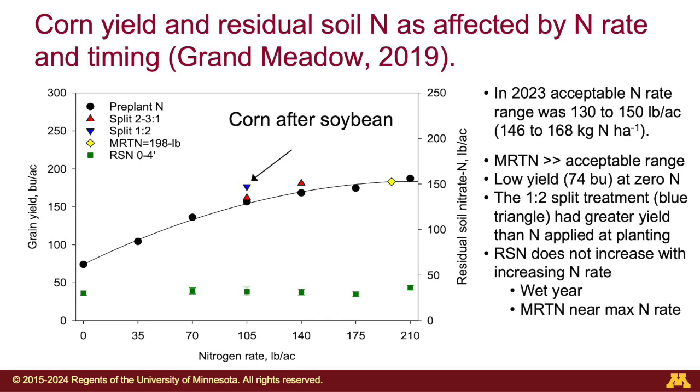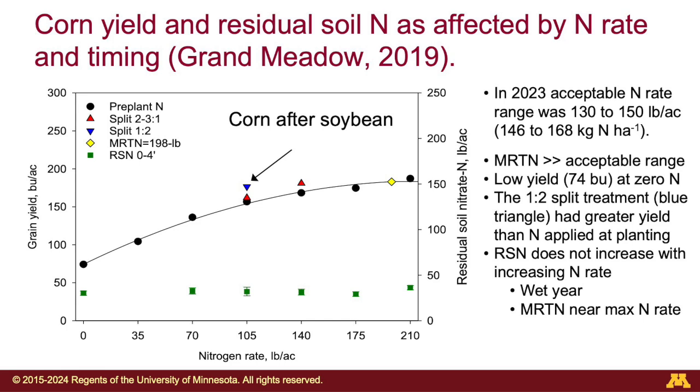So we've got pre-plant N rates in the black circles, and this is the means of the individual treatments. We calculate a response function. We use a little statistics and calculus. We come up with the diamond there, which is the optimum N rate. In this case, it was 188 pounds for corn after soybeans in Grand Meadow.